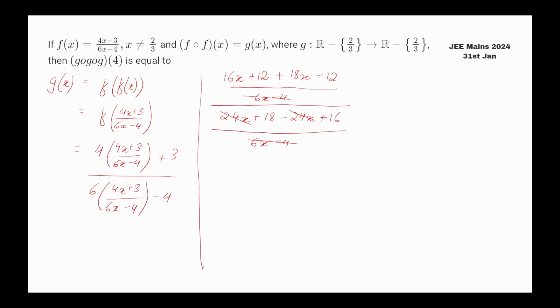24x cancels out each other. So what are we left with? Here 12 and 12 cancel out each other. So ultimately we are left with 16 plus 18. What does 16 plus 18 give us? 34. So this is 34x by 34. 34 and 34 get cancelled out and we are left with x. So basically we found out our g of x. So our g of x is nothing but x.